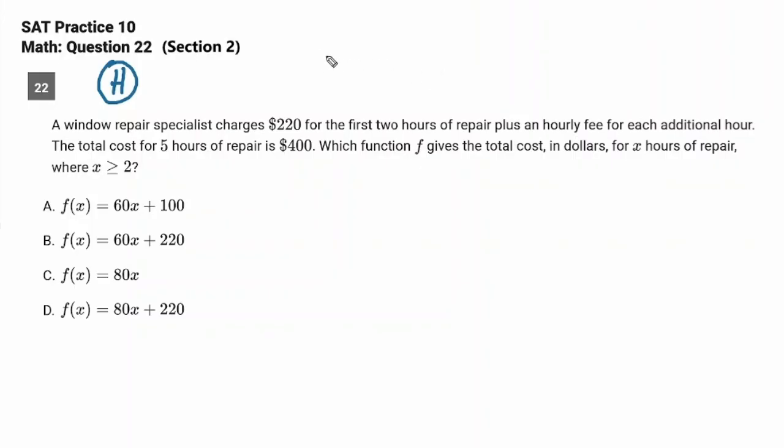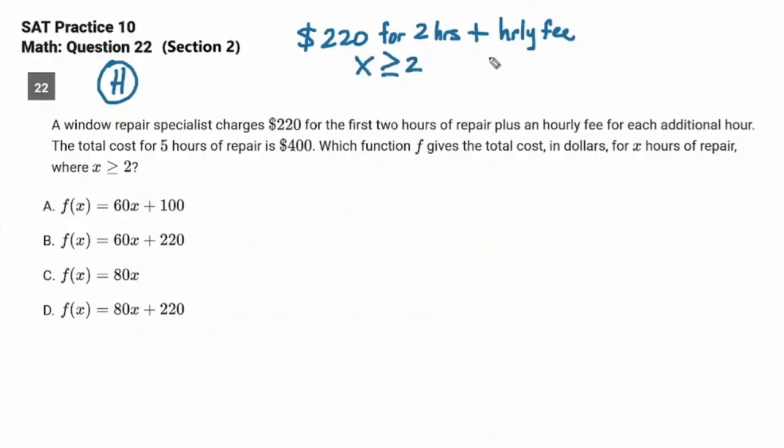So let's just write down the basics of what we know here. It's $220 for 2 hours, then there's an hourly fee. X is bigger than or equal to 2. If you bust out a window at your house and your parents make you pay for it, you're not going to set up a function. You're going to call the window guy. You're going to say, what's it cost for me to get this fixed? He's going to say, well, it costs $220 for the first 2 hours, and there's an additional fee.